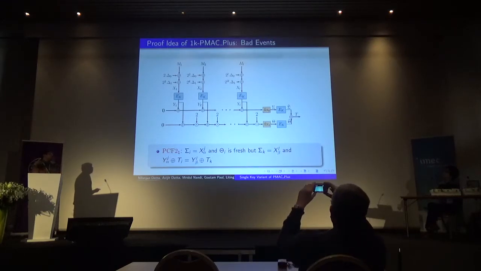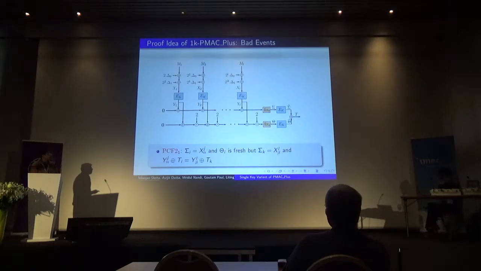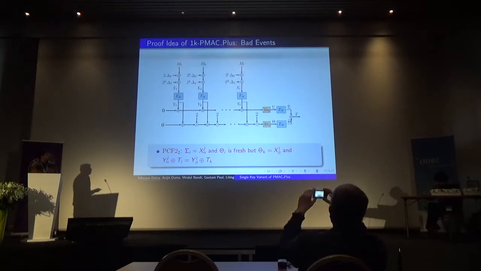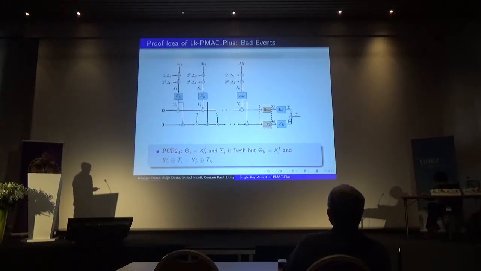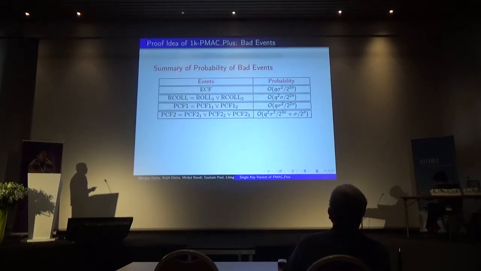Another one is sigma I equals x alpha j and theta I is fresh, but sigma k equals x beta l and y alpha j plus ti equals y beta l plus tk. This essentially again means theta I hat would equal theta k hat using these equations. And similarly we have the other scenarios where sigma I equals x alpha j and theta k equals x beta l, and the output of this x is y values, the sum of these y values being ti plus tk. And similarly for theta I equals x alpha j and theta k equals x beta l, and again the sum y alpha j plus ti equals y beta l plus tk. So this essentially gives us all the bad events.